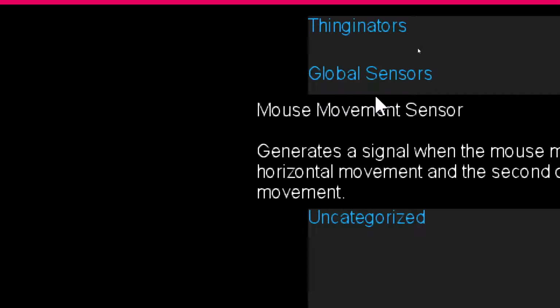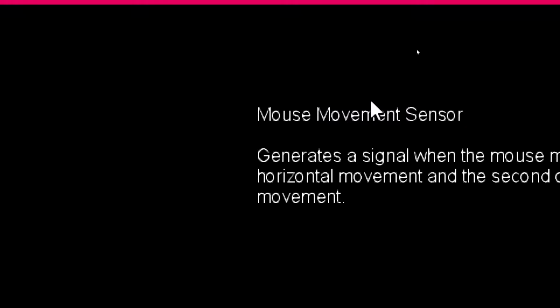Next, we have the mouse movement sensor. So this allows you to generate signals as the mouse moves. The first pin is your horizontal movement, and the second pin is your vertical movement. So if I move the mouse up, you can see the second pin light up as I move the mouse up and down. As I move it to the left and right, you'll see the first pin light up.